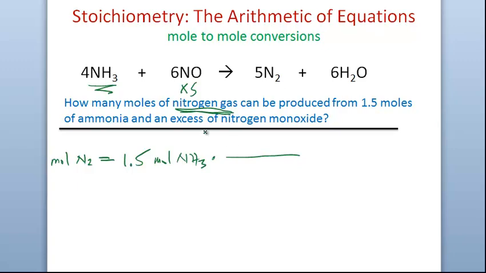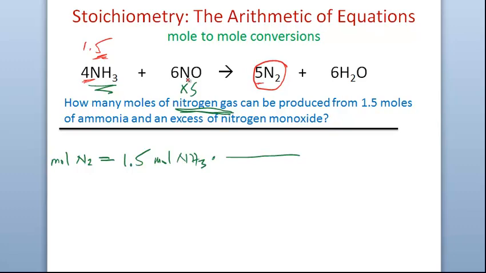Let's just sit back for a second, get comfortable, and think about what you're being asked for. You are being asked to determine how many moles of this stuff, nitrogen, could be made if you were given 1.5 moles of this stuff, right? So if you're given 1.5 moles of this, how many moles of that could you get? Okay, so if you look at the coefficients on these two compounds, you know that if you start with 4 moles of ammonia, you're going to get 5 moles of nitrogen out, right?